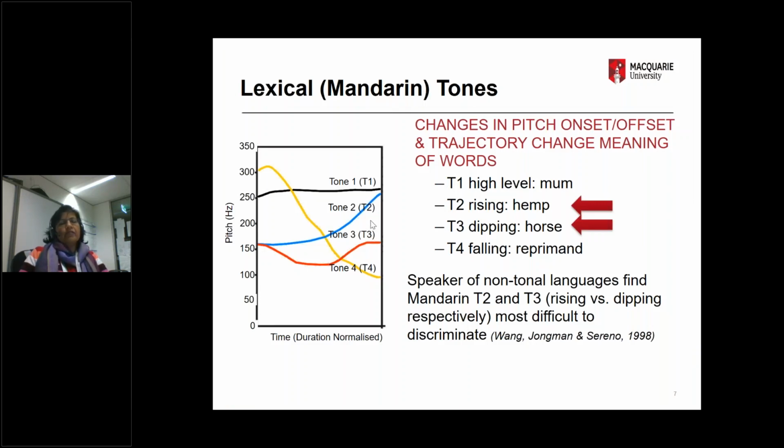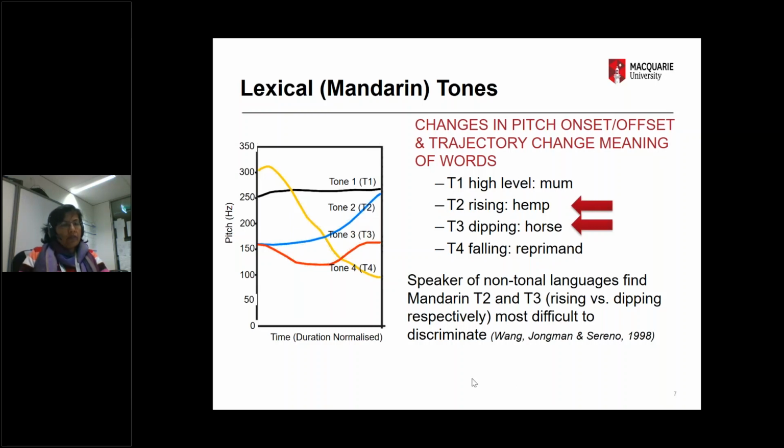And the curious thing about these tones is that if you change the pitch or its trajectory across the timeline, in that case, the meaning can change. So here in the box, I've got these 4 tones, and all of them have the same CV, consonant vowel combination, except that the pitch is varying. And when that happens, for instance, T1, which is the high level, can mean mum, whereas T2, which is the rising one, can mean hemp, or T4, which is the falling one here, can be a reprimand. So the point is that these are the same sounds, but the pitch is varying.